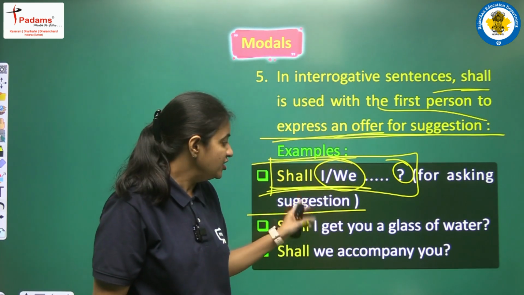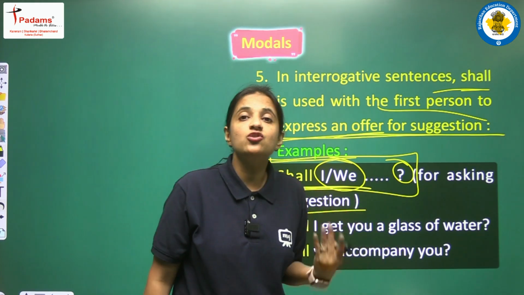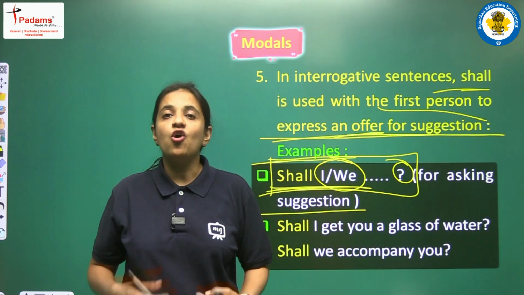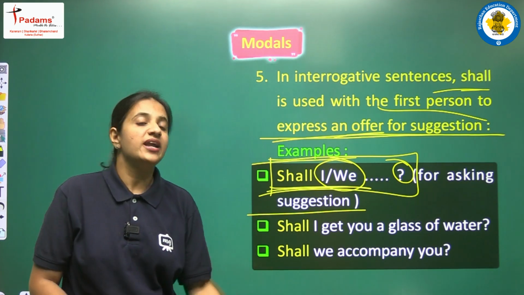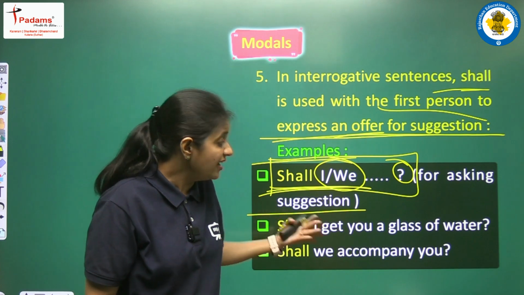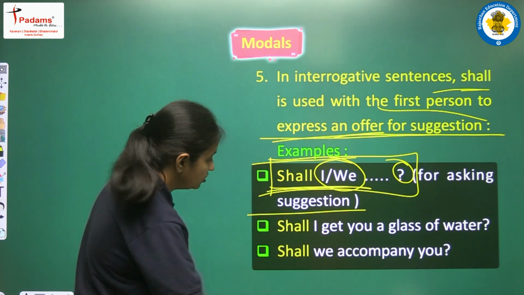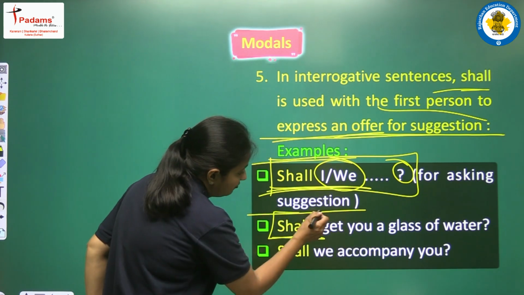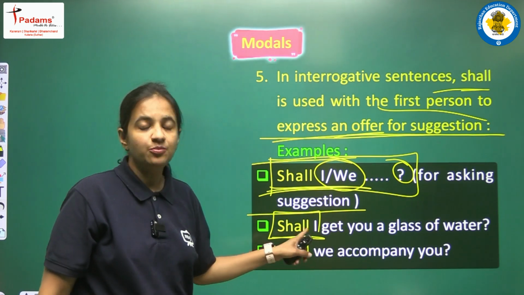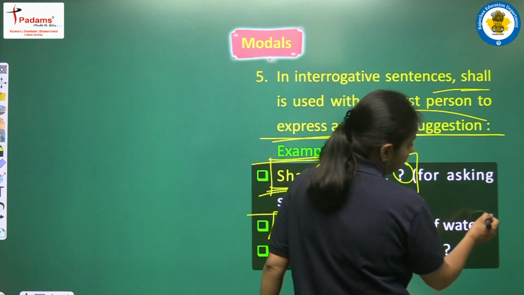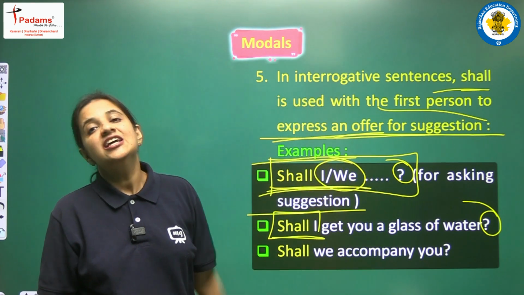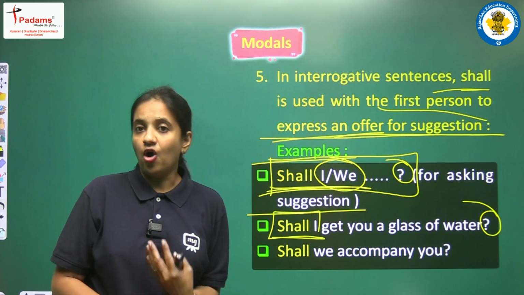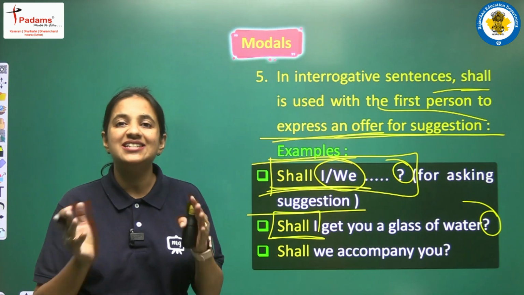The first one is, shall I get you a glass of water? So here we are offering a glass of water to someone and we are asking, shall I get you a glass of water? So this should be the structure. There will be shall with a first person pronoun and the structure of the sentence will be interrogative. So if we are having such a sentence, it shows that we are making an offer, or we can say we are making a suggestion.